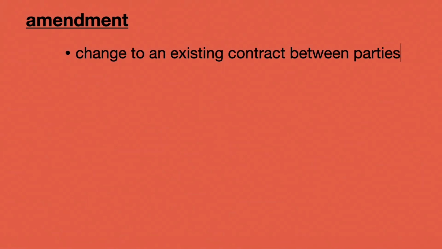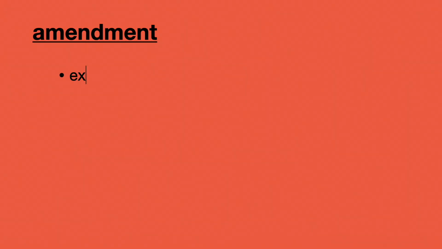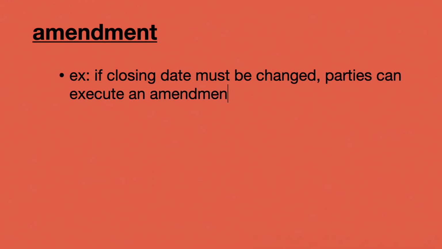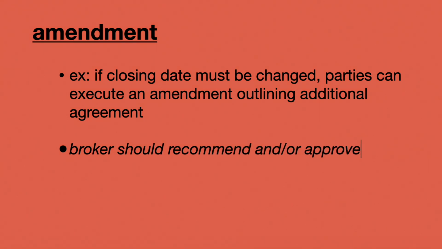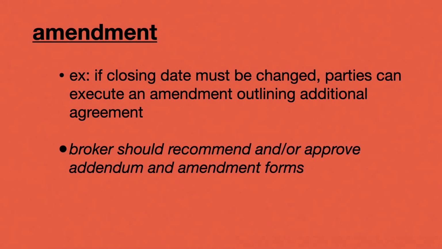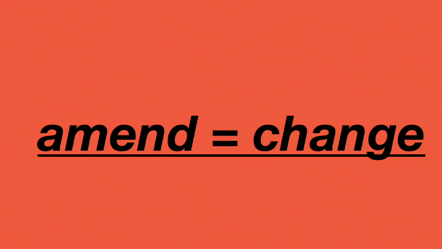An amendment is a change to an existing contract between parties. It changes one or more of the original contract terms. For example, if the closing date must be changed, the parties can execute an amendment. The broker should recommend and/or approve addendum and amendment forms. Remember that addendum is an addition: add. Amend: change.